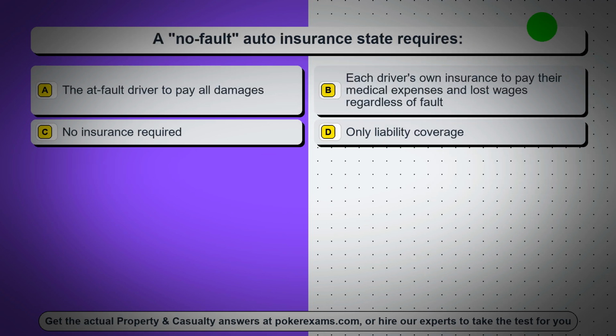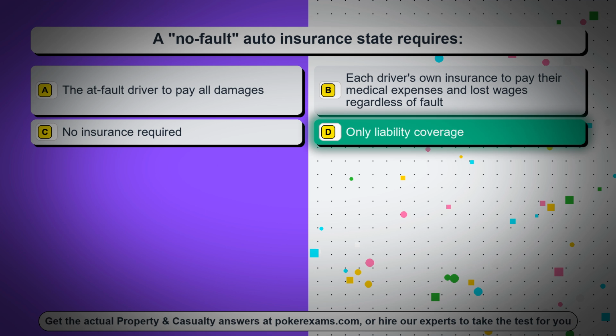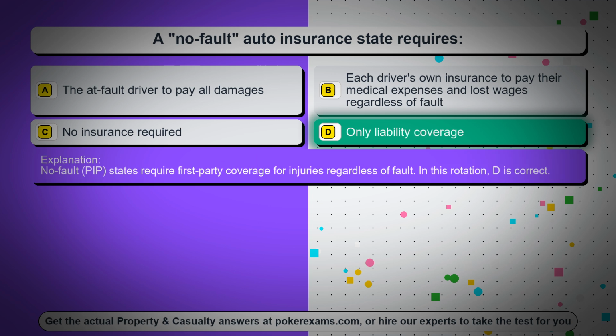Question 98. A no-fault auto insurance state requires: option A, the at-fault driver to pay all damages; option B, each driver's own insurance to pay their medical expenses and lost wages regardless of fault; option C, no insurance required; option D, only liability coverage. The correct answer is option D, only liability coverage. No-fault, PIP, states require first-party coverage for injuries regardless of fault. In this rotation, D is correct.